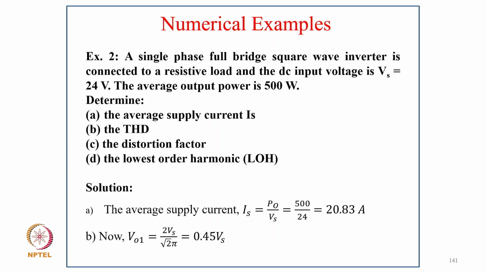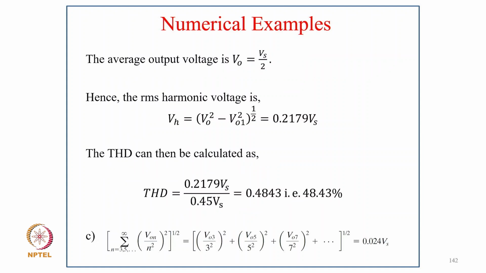So the average supply current Is is equal to P upon Vs, that is 500 by 24, that is 20.83. Now VO1 equal to Vs upon root 2 pi, that is 0.45 Vs, and the average output voltage VO equal to Vs by 2. So the RMS harmonic voltage Vh equal to the root of VO square minus VO1 square, and that is equal to 0.2179 Vs, and the THD is equal to 0.2179 Vs divided by 0.45 Vs, that is 48.43%.